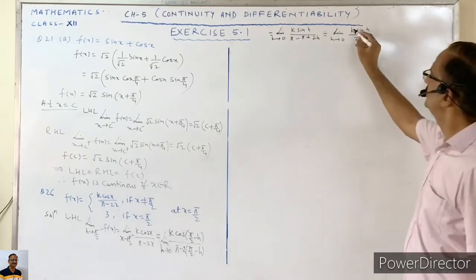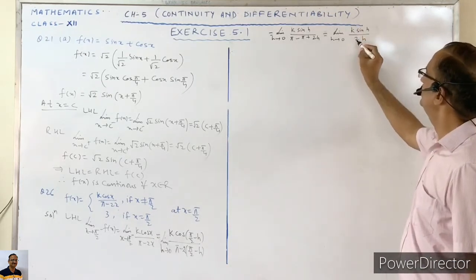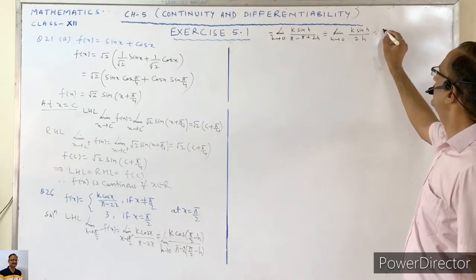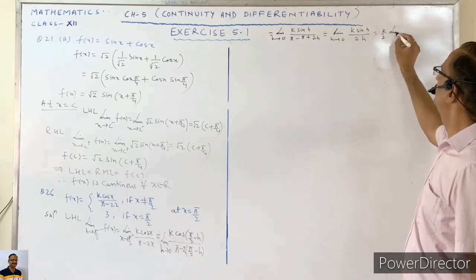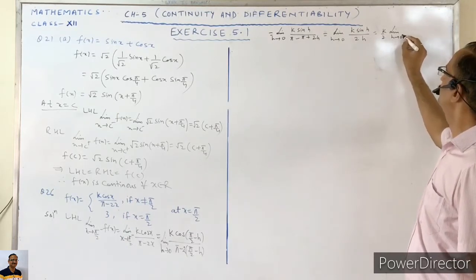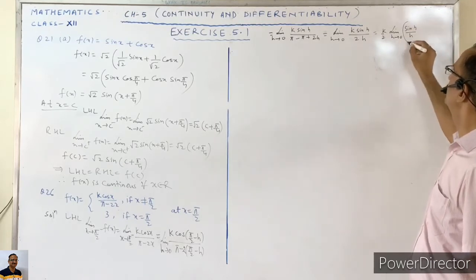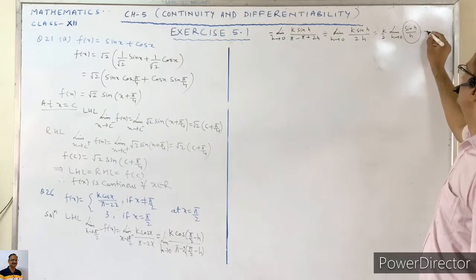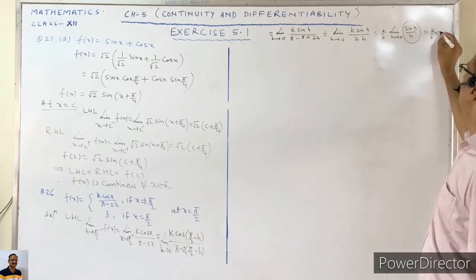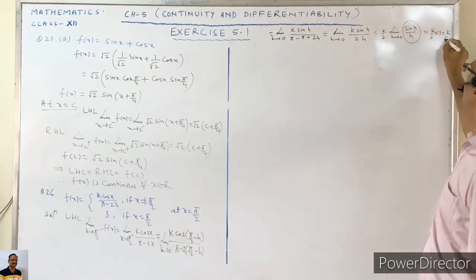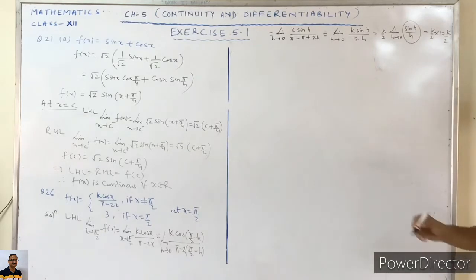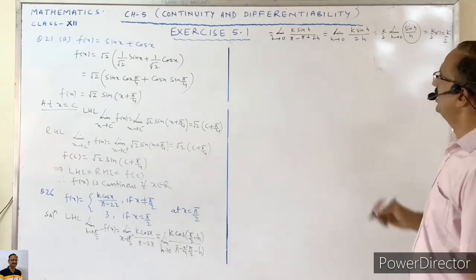Now since this is constant k and 2, so we can write this as k by 2 limit h tends to 0 sin h by h, and as we know that the value of this is 1, so k by 2 multiplied by 1 is k by 2. It means the left hand limit is k by 2.